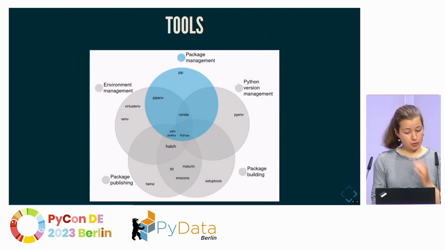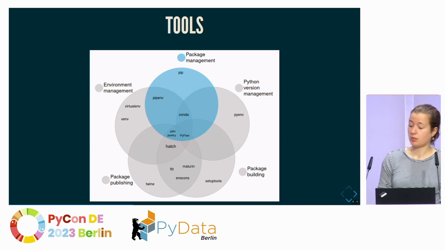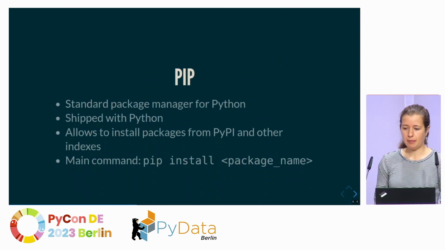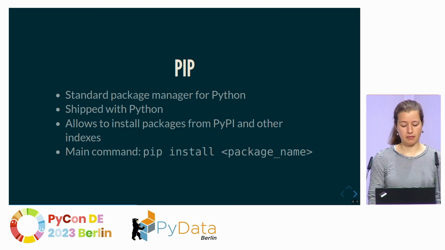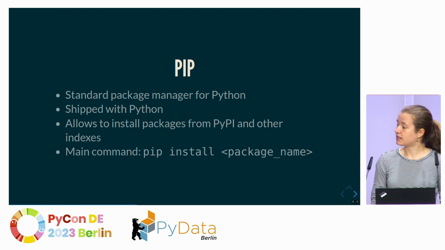The standard package manager for Python is pip, the single-purpose tool which you see up there in our Venn diagram. Again, we have the other multi-purpose tools like pipenv and conda, or PDM, poetry, pyflow, which we will look at later. But you're probably all familiar with pip. Pip is shipped with Python. It is the standard package manager, and it allows you to install packages either from PyPI but also from other indexes. And the main command is very easy. It's just pip install with the package name. Of course, there are lots of flags, but we won't get into details here.